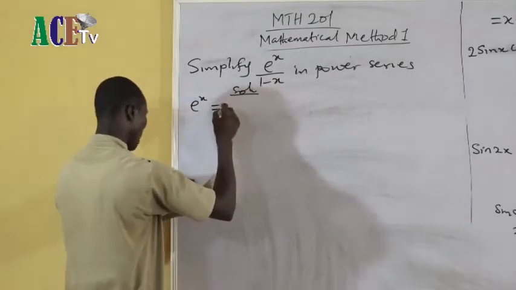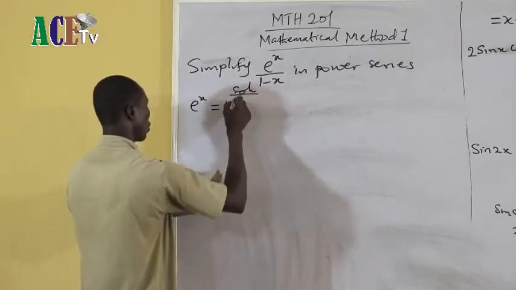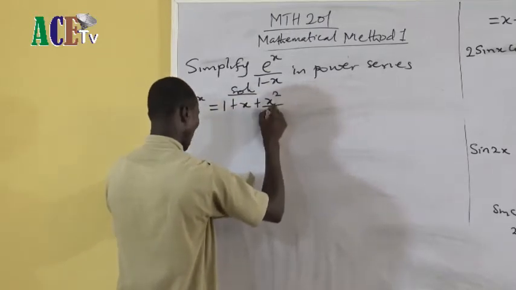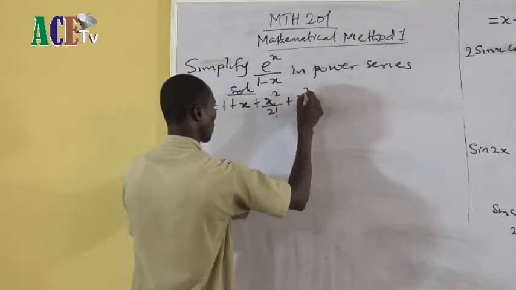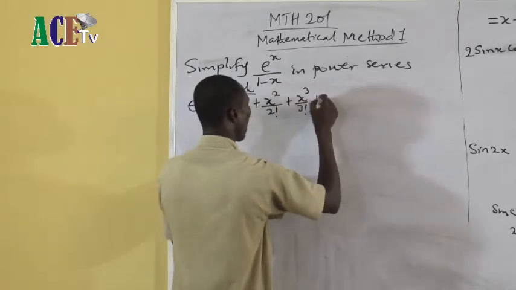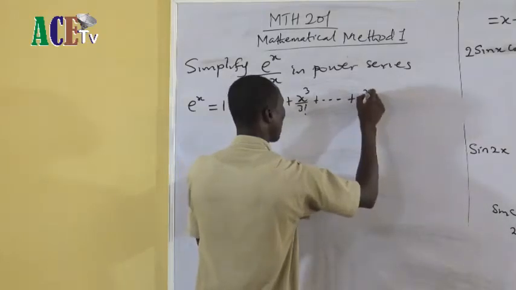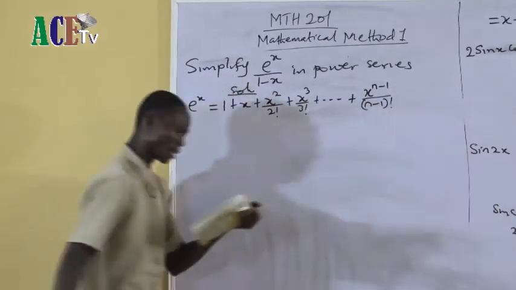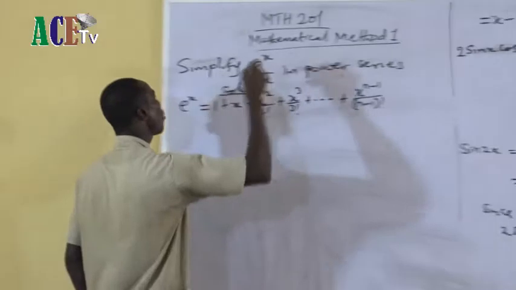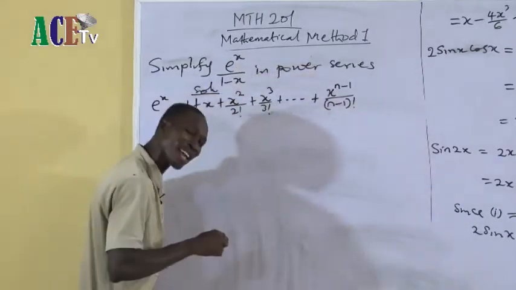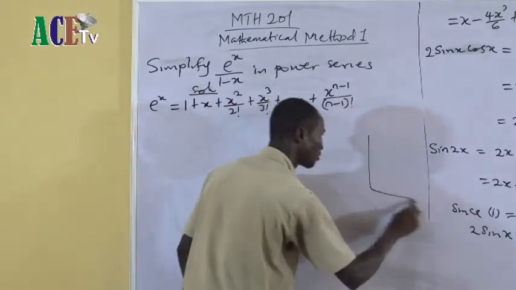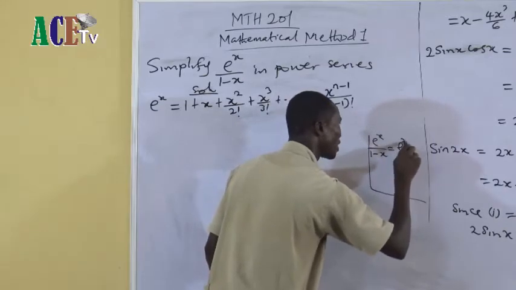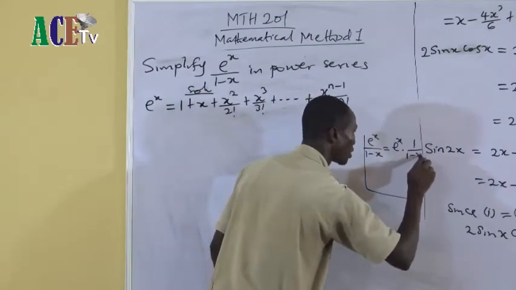As solution, we have expanded exponential x to be 1 plus x plus x raised to the power 2 over 2 factorial, x raised to the power 3 over 3 factorial, and so on, and x to the power n minus 1 over n minus 1 factorial. That is exponential x. But don't forget, exponential x over 1 minus x can be written as exponential x multiplied by 1 over 1 minus x.